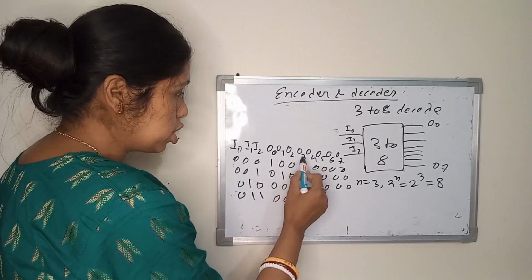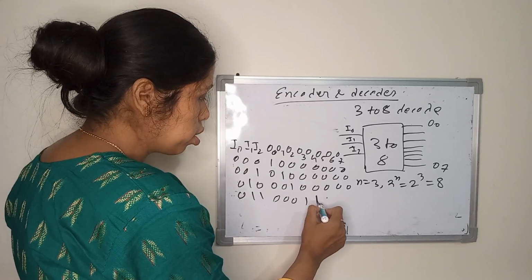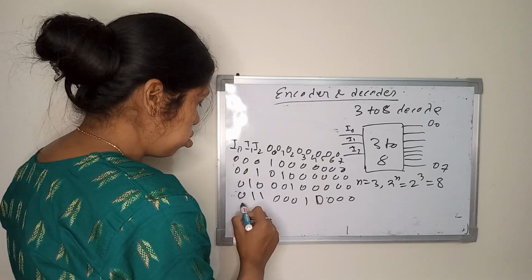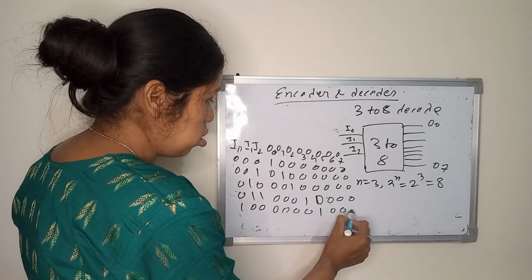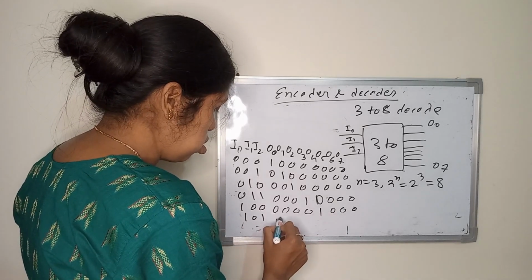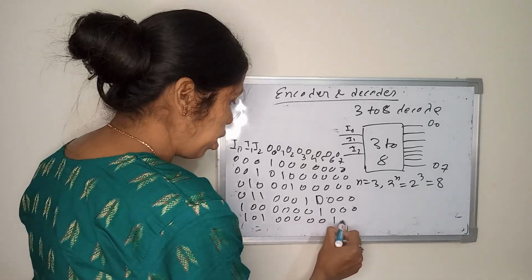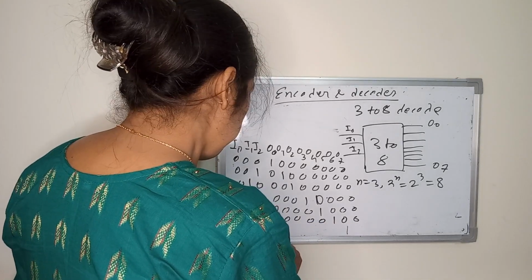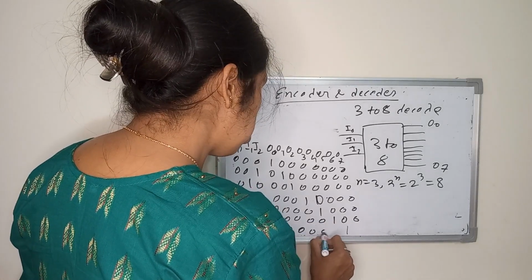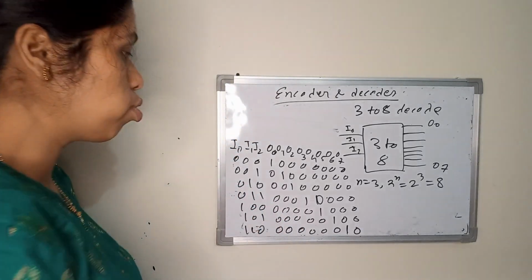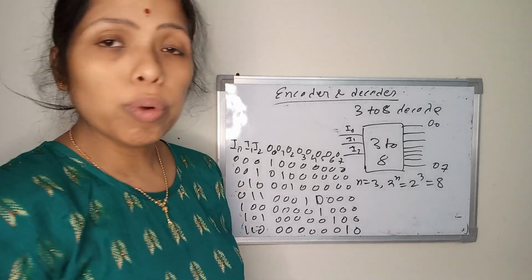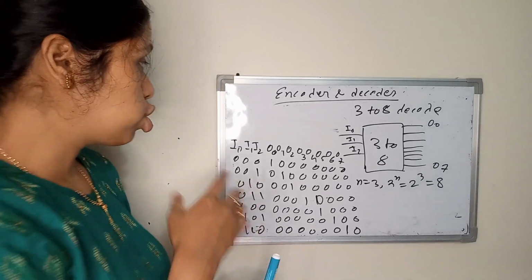0, 1, 1 means it is 3, so under O3 it will be 1 and the rest 0. Like this way you have to do. And 7 is 1 1 1, then O7 will be 1. Okay, this is the truth table for 3 to 8.